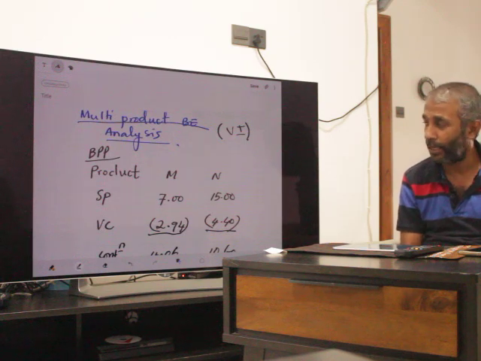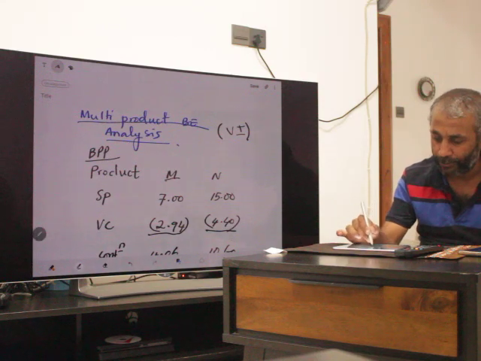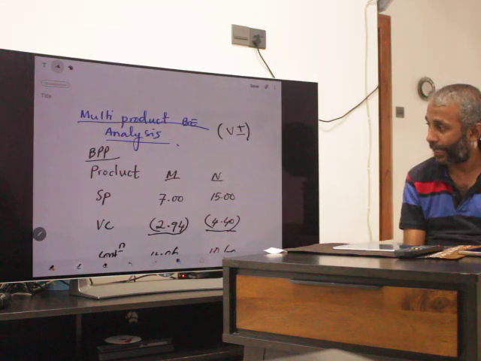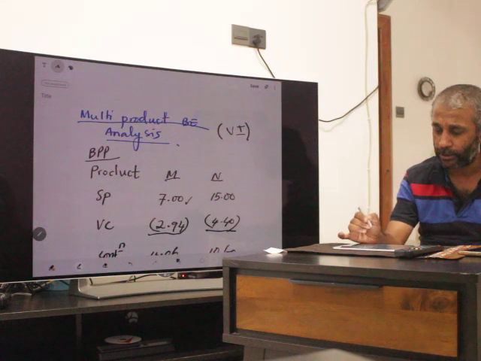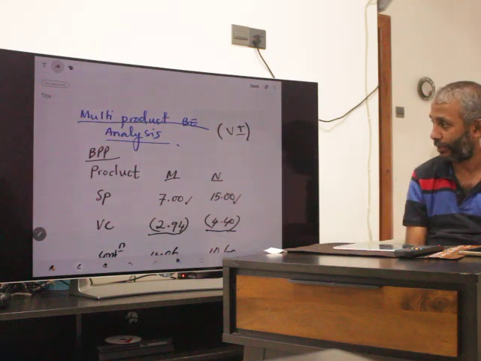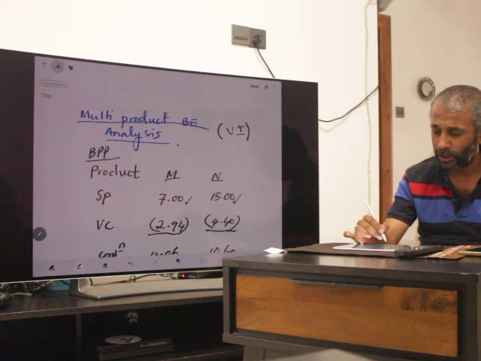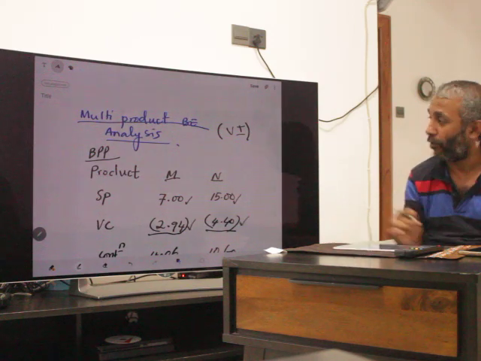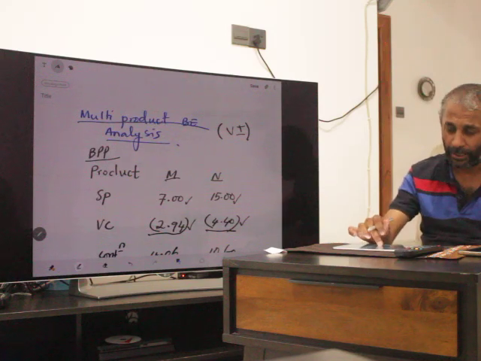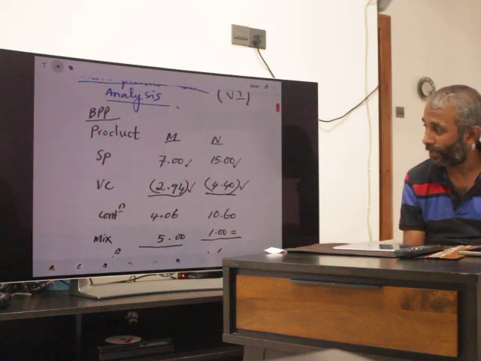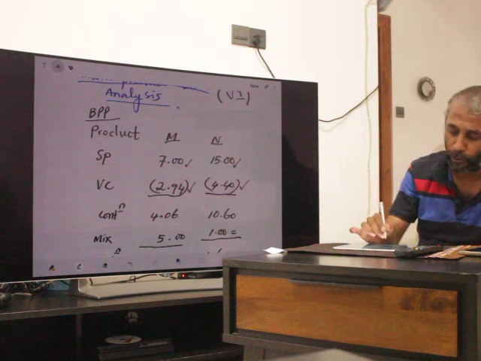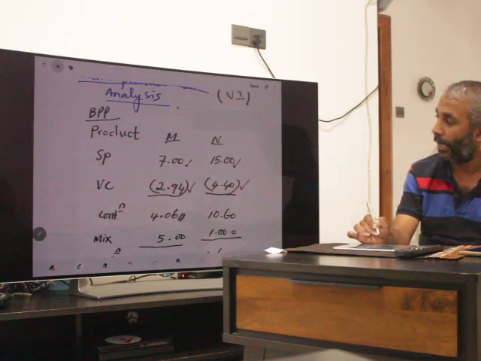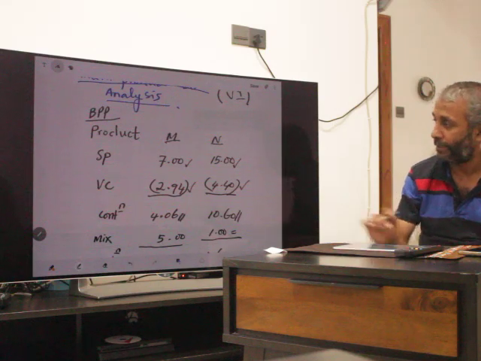In this example, a company is producing two products, namely product M and product N. Selling prices for them are $7 per unit and $15 per unit. That's given. Variable costs are 2.94 and 4.4. That's also given. Accordingly, the contribution we have to calculate. I have calculated it already for the sake of convenience. So the contribution here is 4.06 for product M and 10.60 for product N.